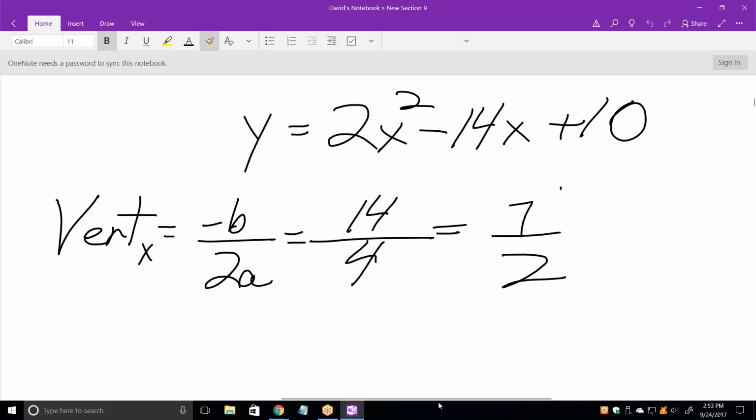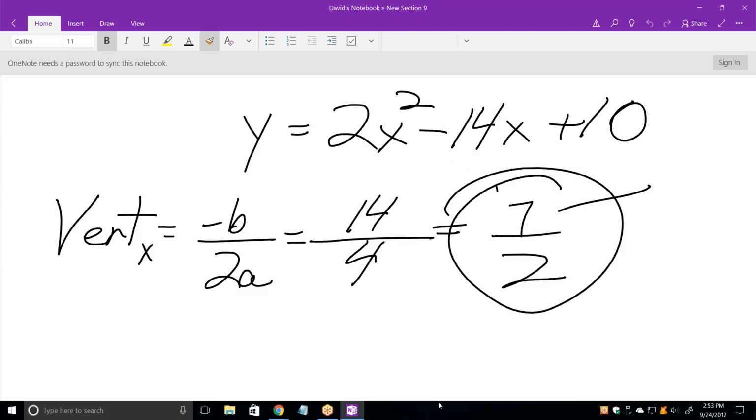That's the x coordinate of the vertex. If you want to know the y coordinate of the vertex, you take this answer, plug it in for x, and solve for y. And that'll tell you the y coordinate of the vertex, which is the second most important point.